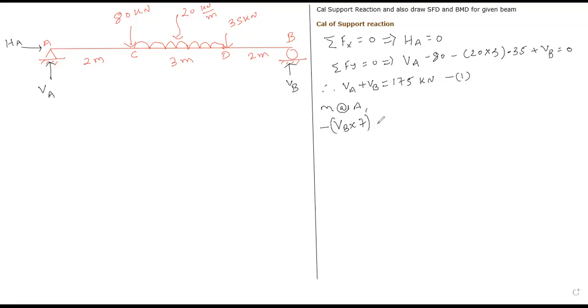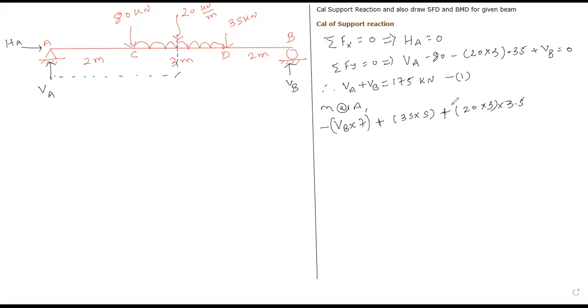We have calculated many examples. The next load is 35. Extend the load in the downward direction and rotate about A. It will give a clockwise direction. So plus 35 into 5, plus the next load, the uniformly distributed load. First of all, we need to convert this UDL into a point load, that is 20 into 3. This 20 into 3 load is at the center of C and D. From this center, we need to calculate the distance to point A. That distance is 2 plus 1.5, which is 3.5. I hope it is clear.